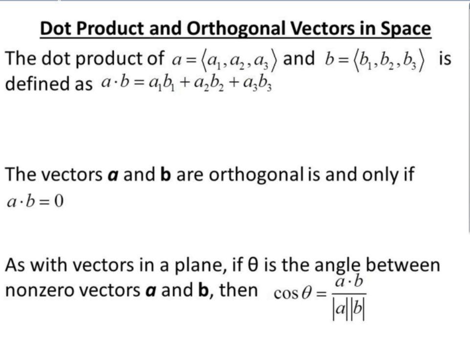This will determine the magnitude or the length of this new vector. To find the direction or the angle, you're going to do the cosine of theta is equal to a dot b over the magnitude of a times the magnitude of b, again just like you did in 2 dimensions.